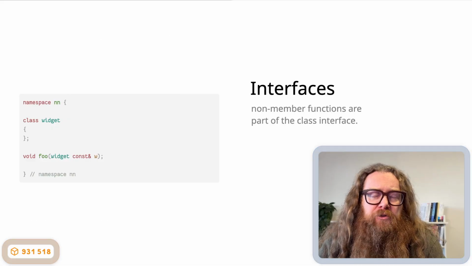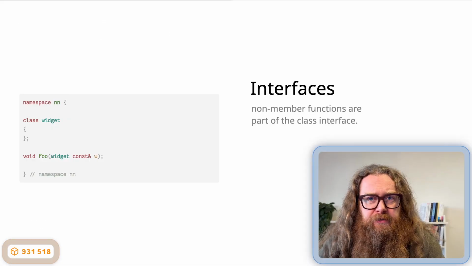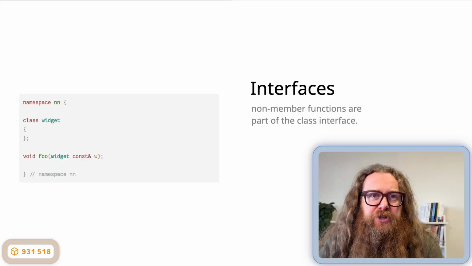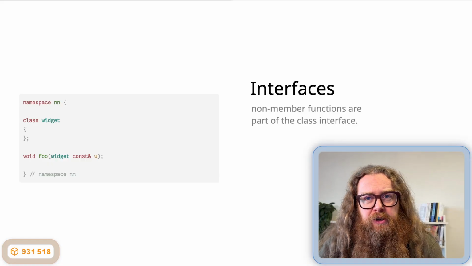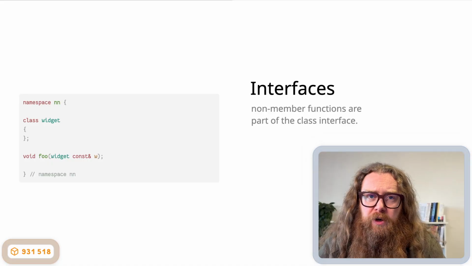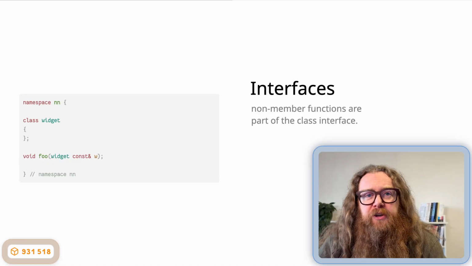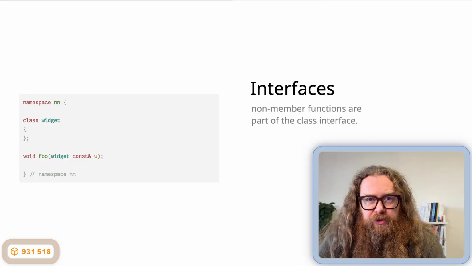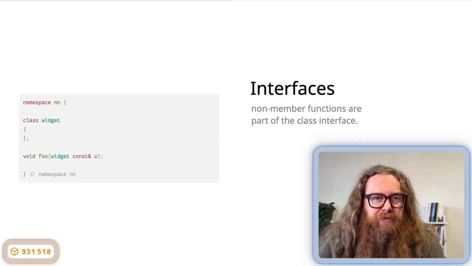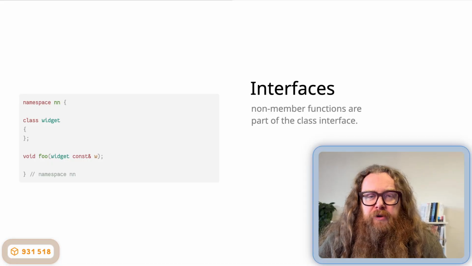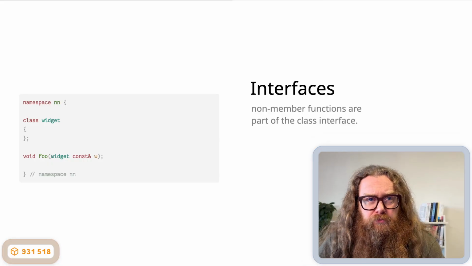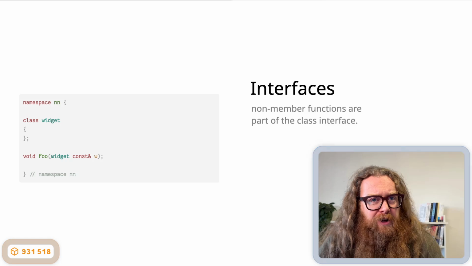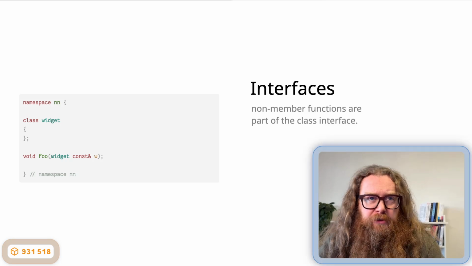So here is an example that we've shown previously, the widget with the non-member function called foo. When I give you a widget, what can you do with that widget? Well, what you can do is you can pass it to the function foo, and therefore the function foo is part of the class widget's interface. Right? This is how we consider an interface in C++.